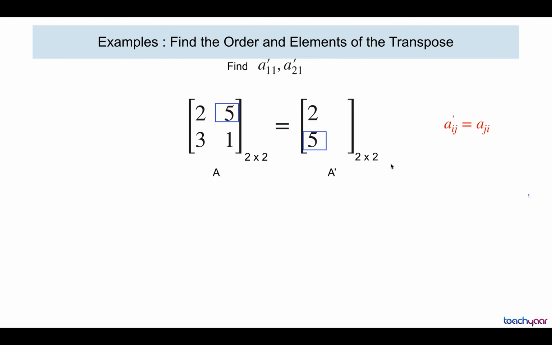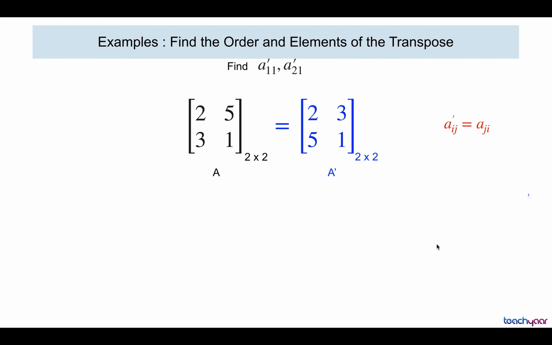Simple, right? So now why don't you go ahead, pause this video and try to find these two elements, right? Try to find A bar 1,2 and A bar 2,2, right? Pretty sure you've got the answer already. So showing it right now, and it's 3, 1. This row has become this column.